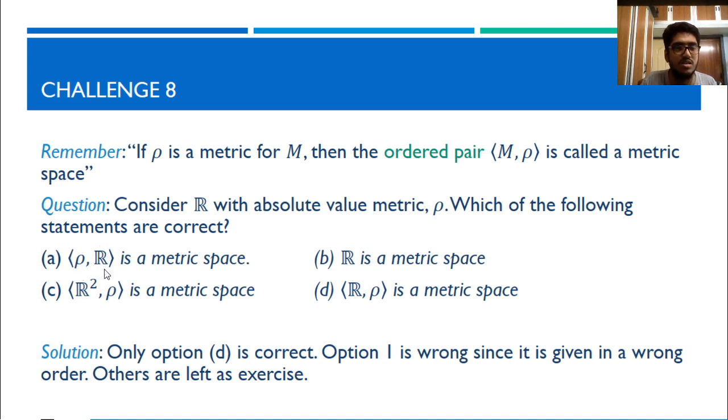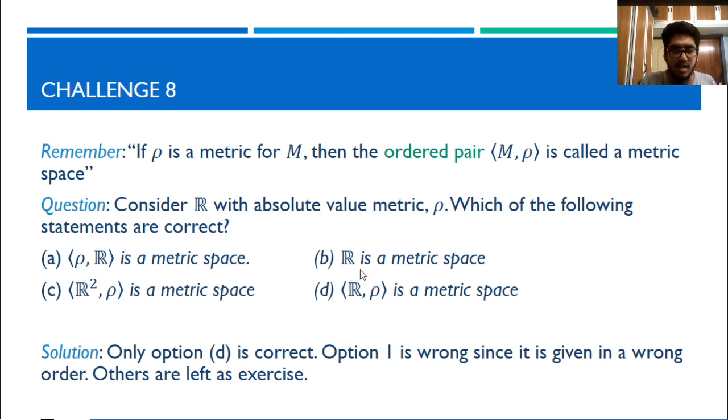Rho comma R is not a metric space. I'm emphasizing the fact that it's an ordered pair. C, R square comma rho is not a metric space, because rho is a metric on R, not R square. But about B, I was very specific in saying something.